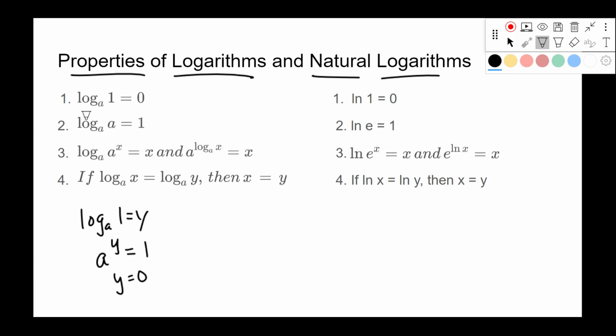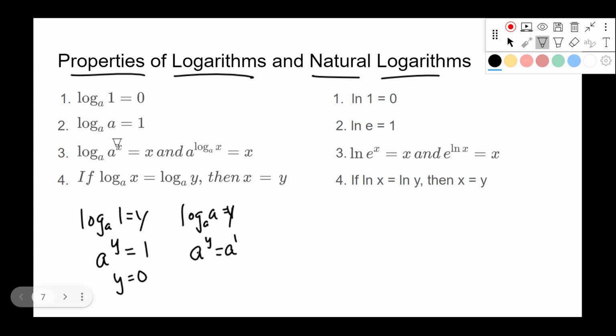Property 2. Log of a with base a is equal to 1. If I switch the form, we'll say it's equal to y. Let's say we don't know it's 1. a to the y equals a. Well, that's a to the first. So what's y? 1. There's my answer.